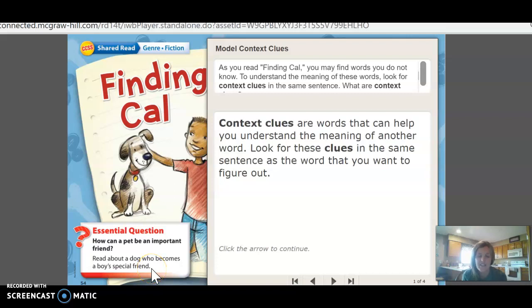Hey, second graders, today we are going to be learning about context clues. Context clues are words that help you understand the meaning of another word. So when you're reading and you get to a word that you don't understand, you can use the other words in the same sentence to figure out what that word means. So we're going to do one together and then you will have an assignment to practice it.